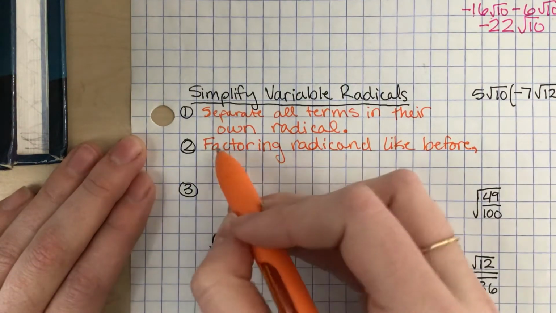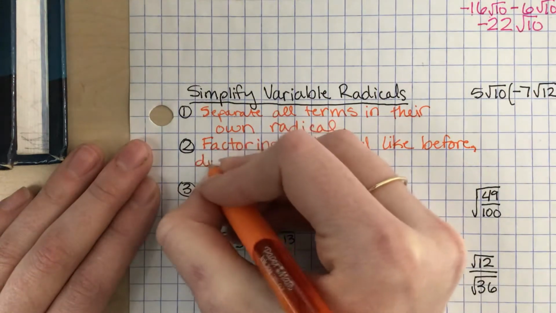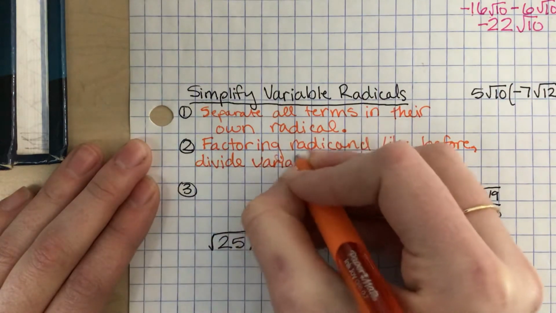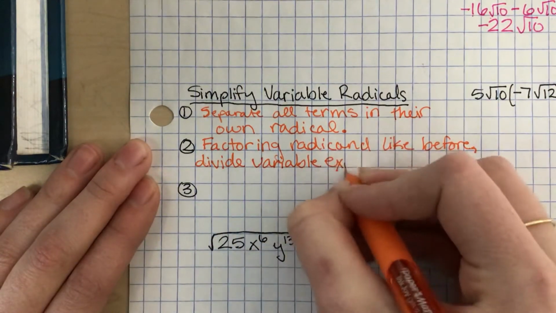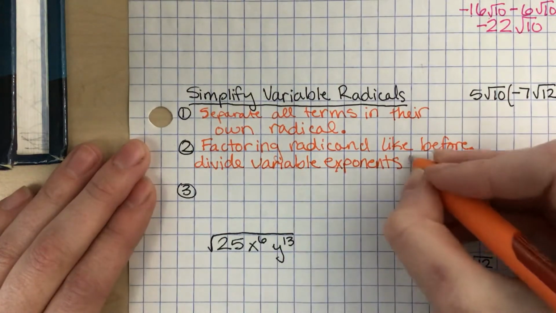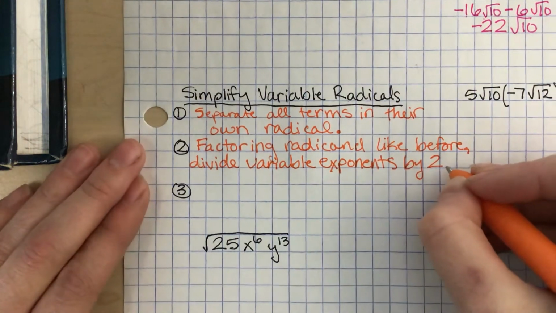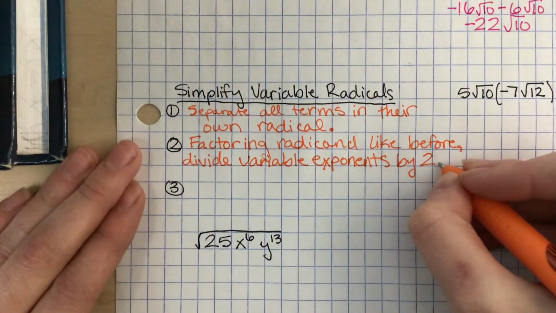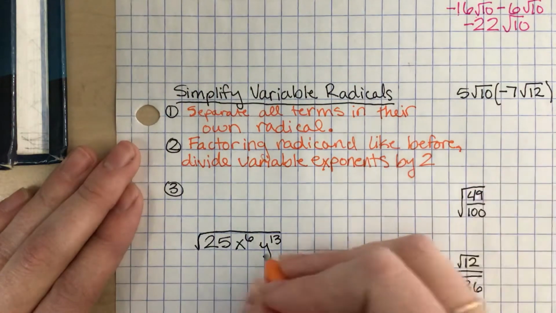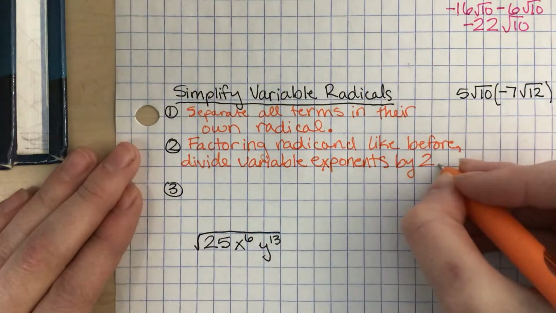But then the tricky part comes with our variables. We want to be able to divide variable exponents by 2 because we're talking about the square root, and we said squaring has the number of 2, so our exponents are going to be divided by 2 to get their exponent for being outside of the radical. So we'll look at this example here in a second.